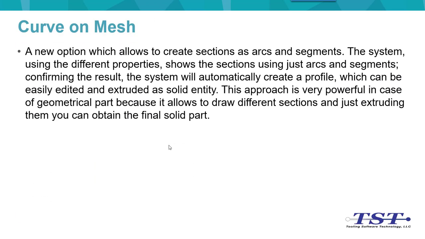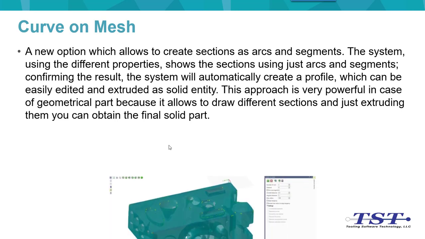Curve on mesh. A new command option which allows you to create a section as an arc or a segment. The system uses different properties, showing the section using just arcs and segments. Confirming the results, the system will automatically create a profile which can be easily edited and extruded as a solid entity. The approach here is very powerful in cases of geometrical parts because it allows you to draw different sections and just extrude them as the final shape that you want.